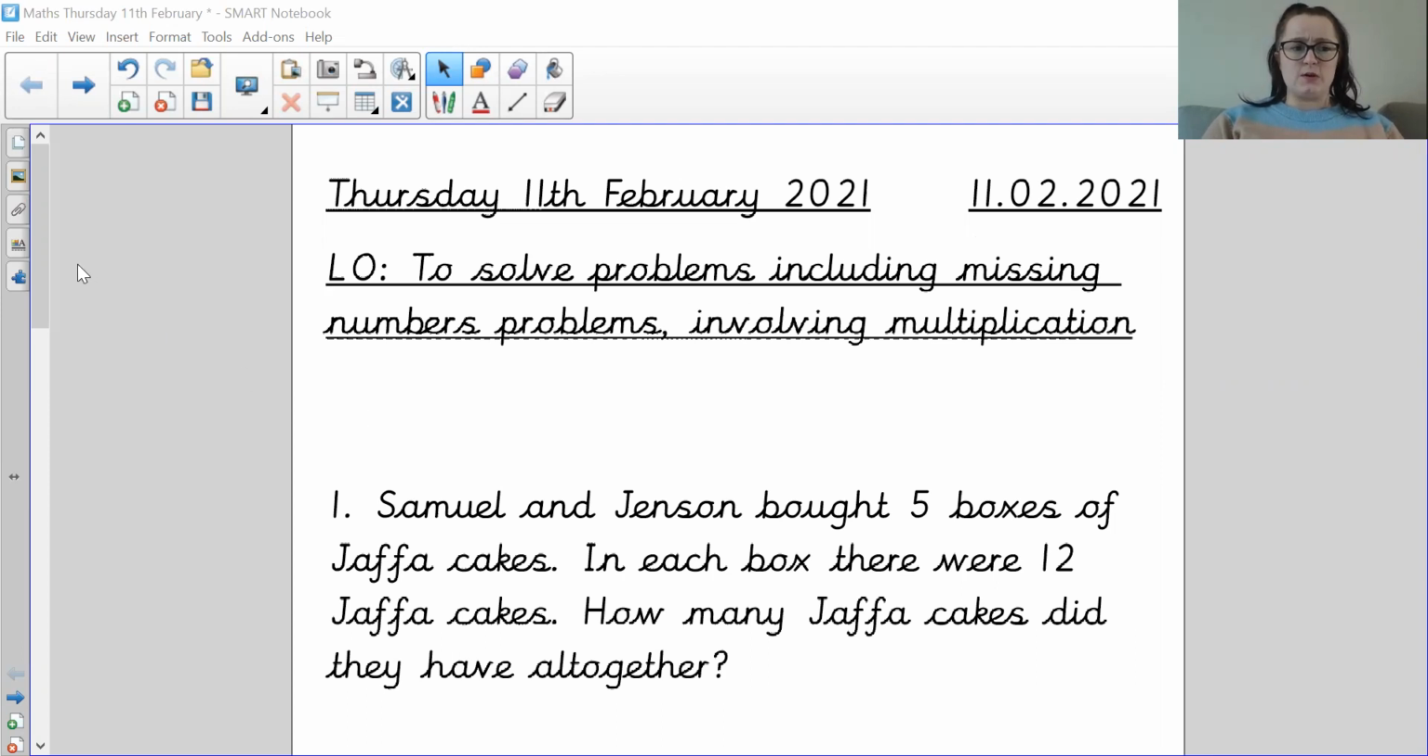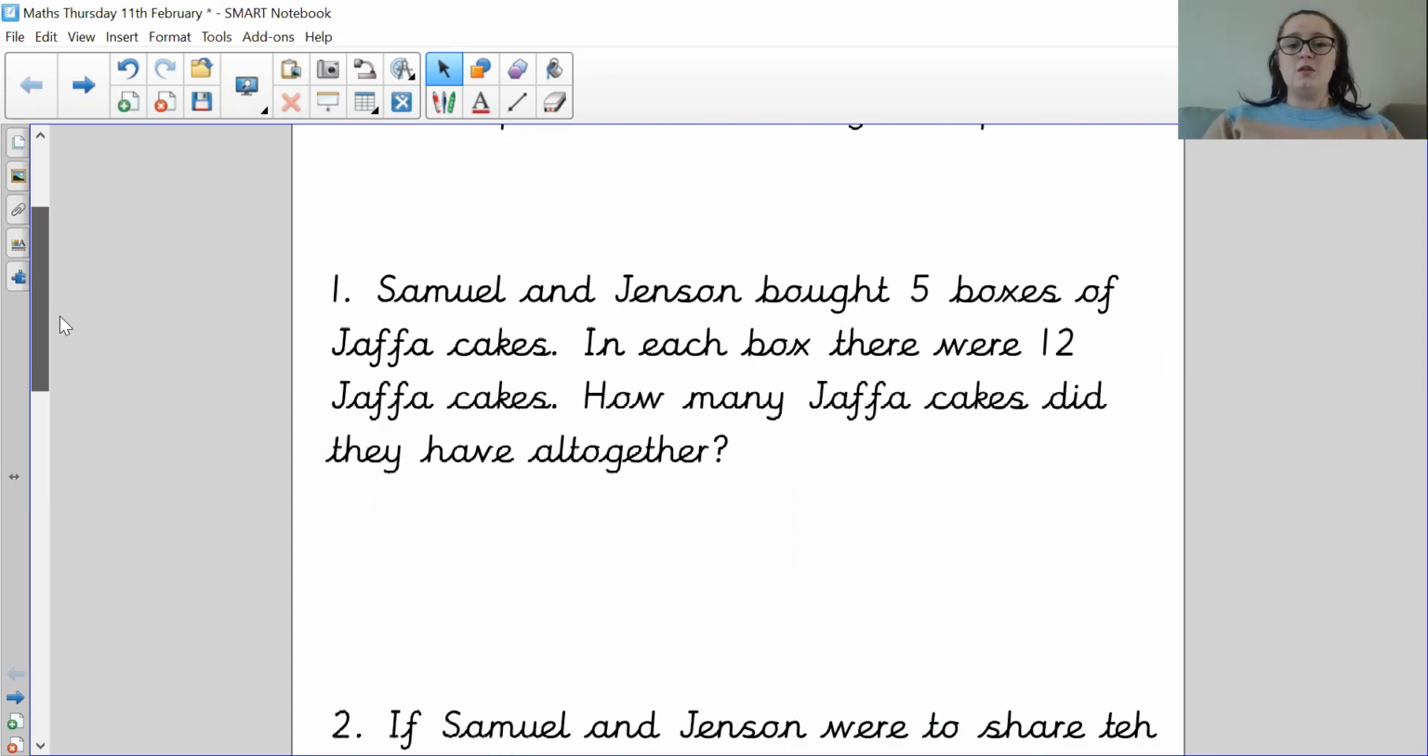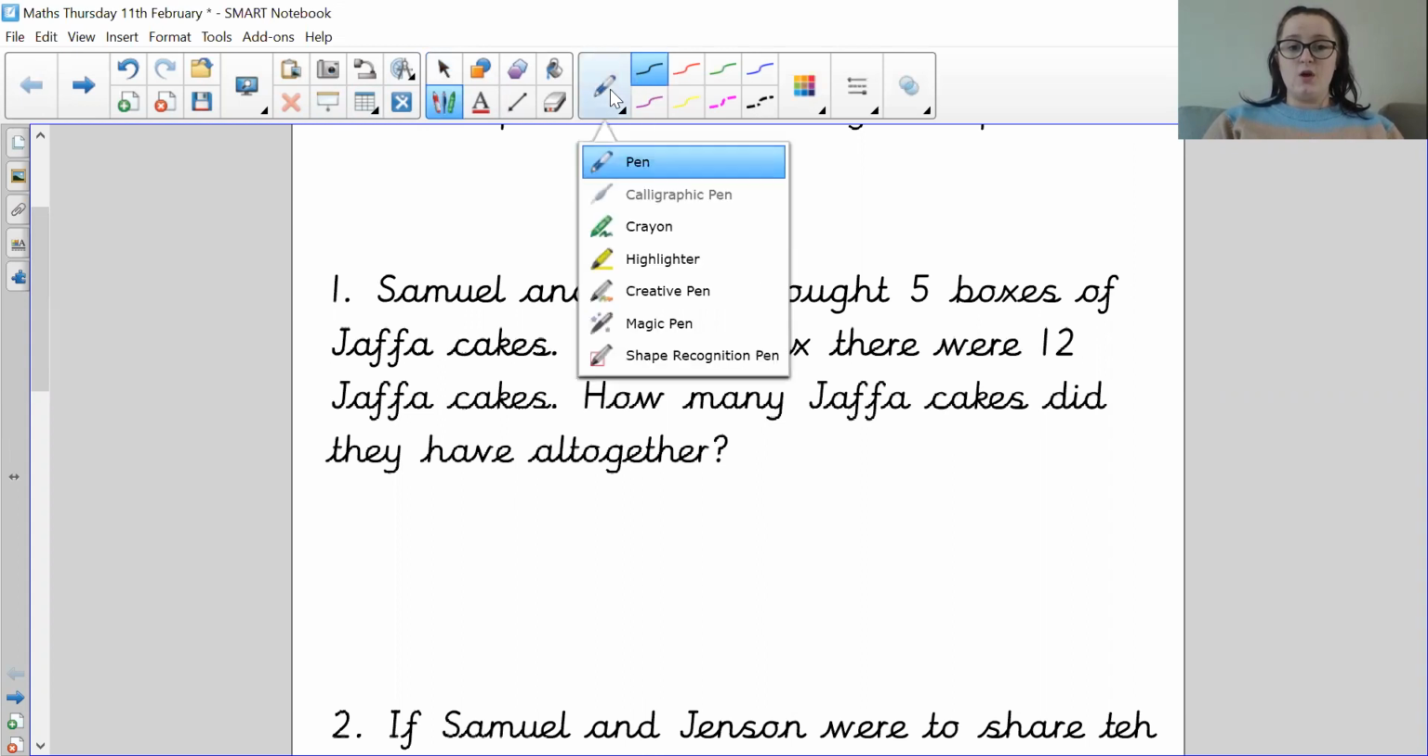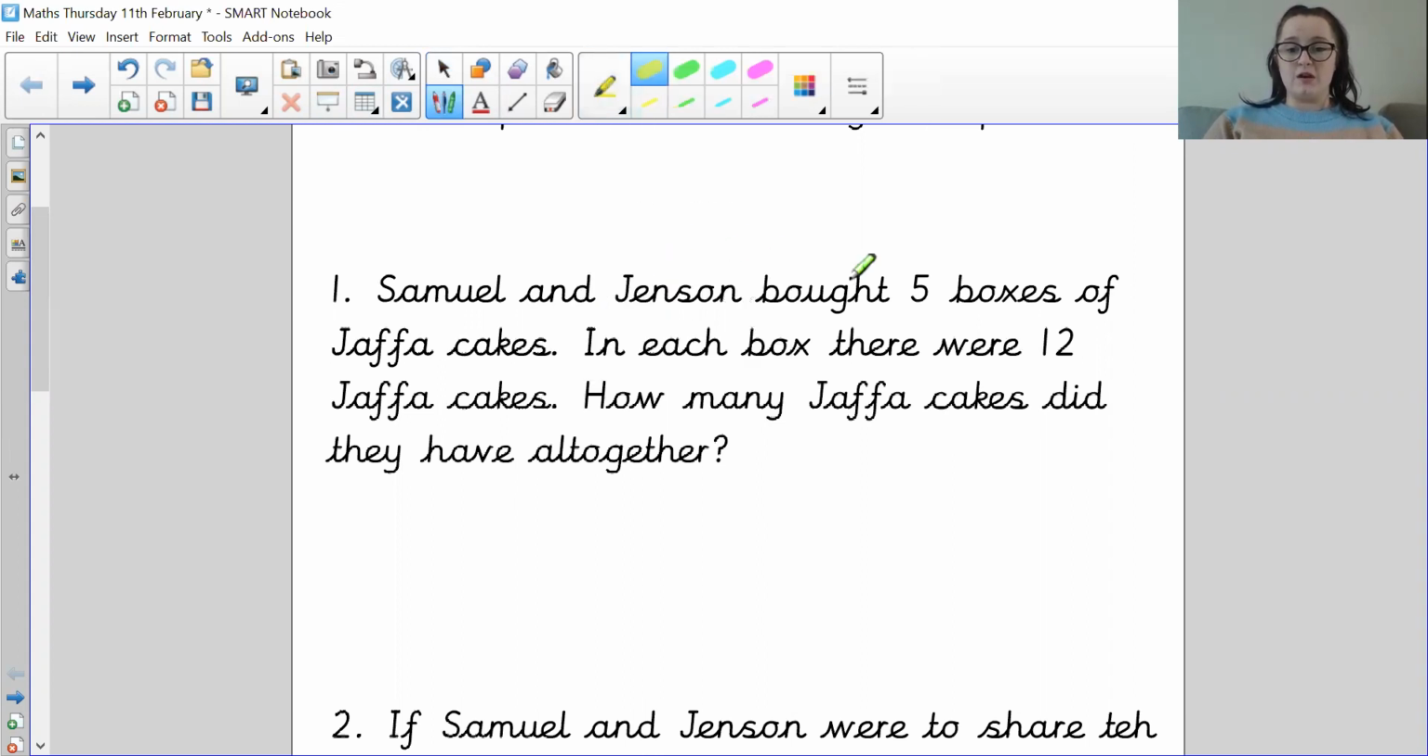So let's have a look at the first one. Samuel and Jensen bought 5 boxes of Jaffa cakes. In each box, there were 12 Jaffa cakes. How many Jaffa cakes did they have altogether? Now, we're going to have a look at the important bits, okay? So we know that we've got 5 boxes here, and there's 12 Jaffa cakes in each box. So we always highlight the important parts, don't we? So now I know the calculation I'm going to have to do is 5 multiplied by 12.